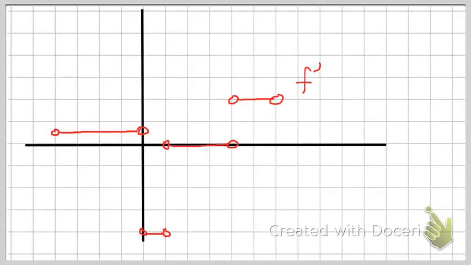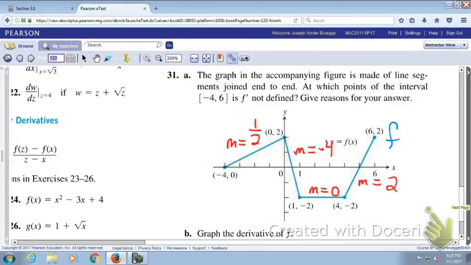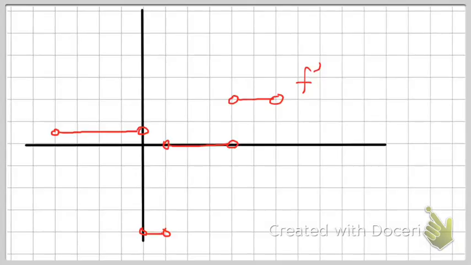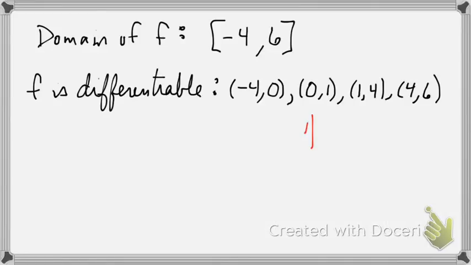You're graphing the slopes, whatever the slopes are on your original. So original graph in blue, derivative graph in red. This is what it looks like. So we have discontinuities on the derivative. What is the domain of your derivative here? -4 to 0, not inclusive. 0 to 1, 1 to 4, and 4 to 6.